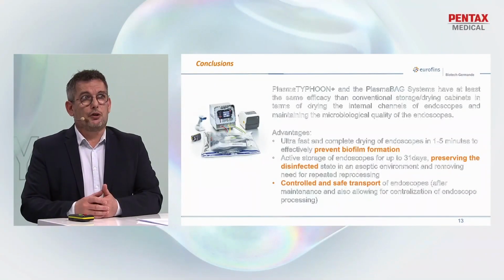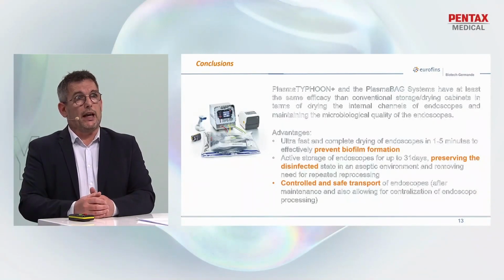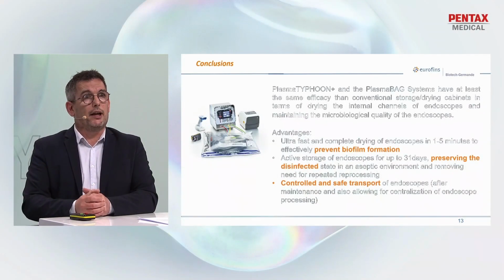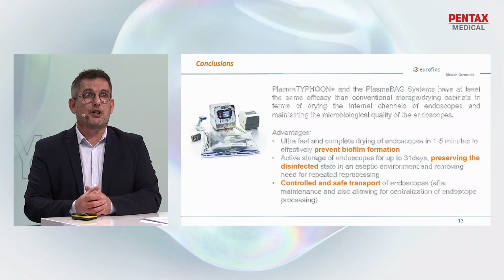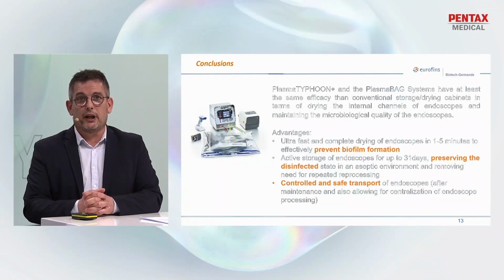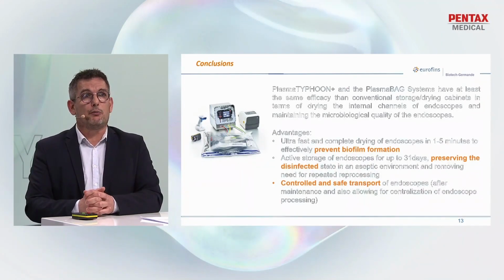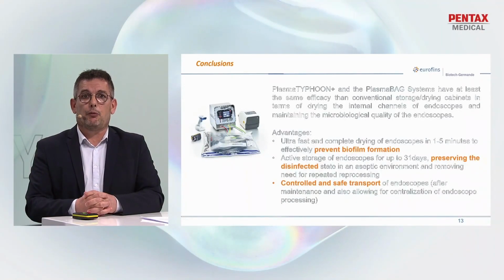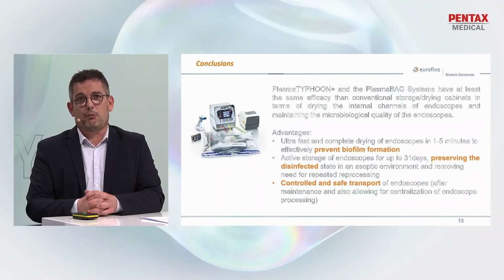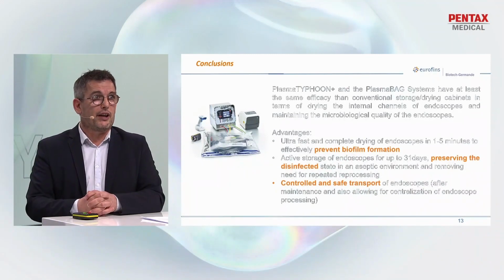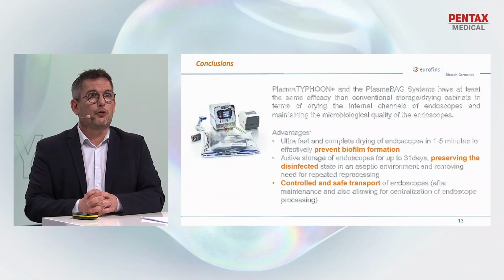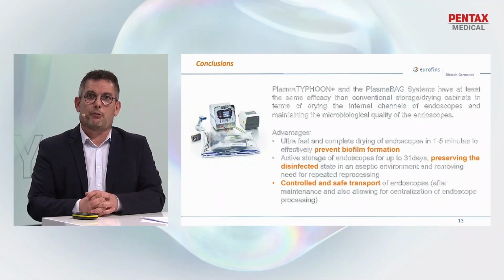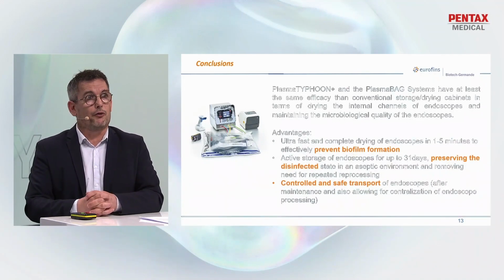And as a conclusion, I would like to say that Plasma Typhoon and the plasma bag system has at least the same efficacy as a conventional storage cabinet in terms of drying and in terms of maintaining the microbiological quality of the endoscope. But this system presents also some other advantages, like the very fast cycle. You just need 1 to 5 minutes to dry the endoscope and therefore prevent the biofilm.